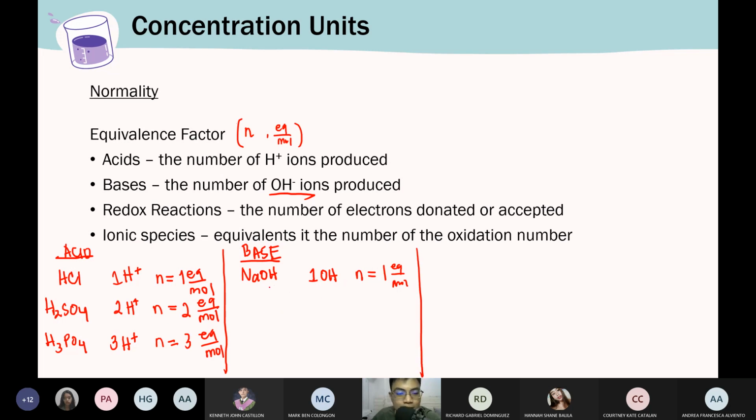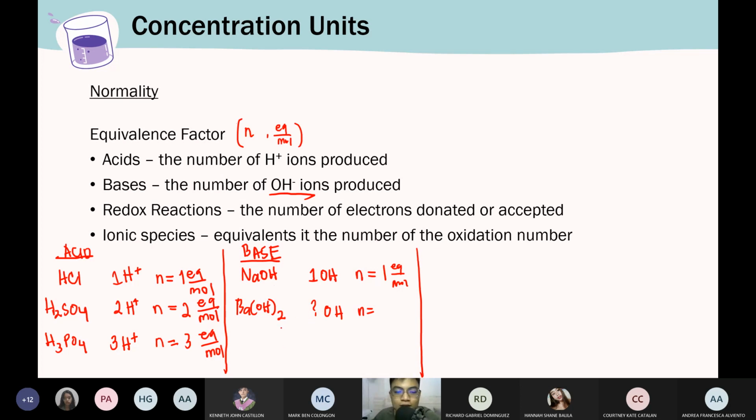So, that is 1 equivalent per mole. Paano naman ito? O kayo naman, barium hydroxide. How many OH can you get? Ilang OH pwede nyo makuha? Barium hydroxide. 2 lang. Correct yun. 2.